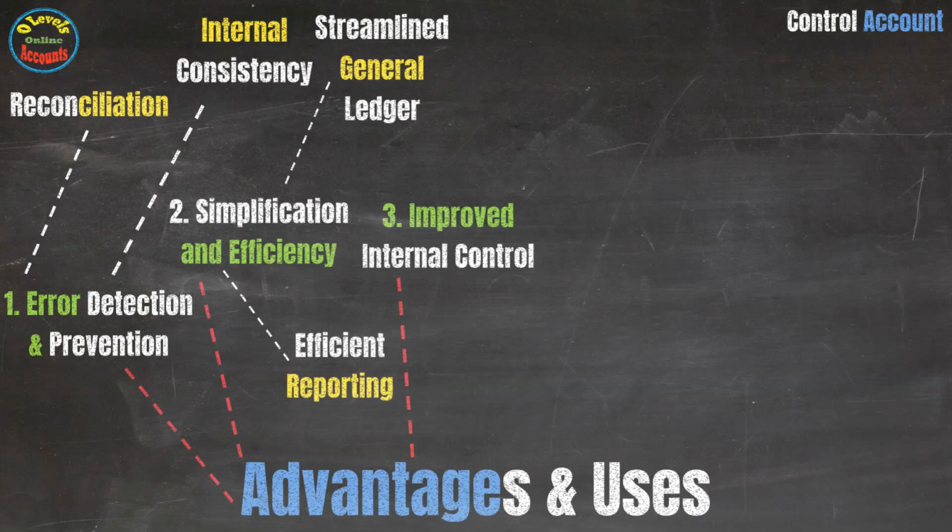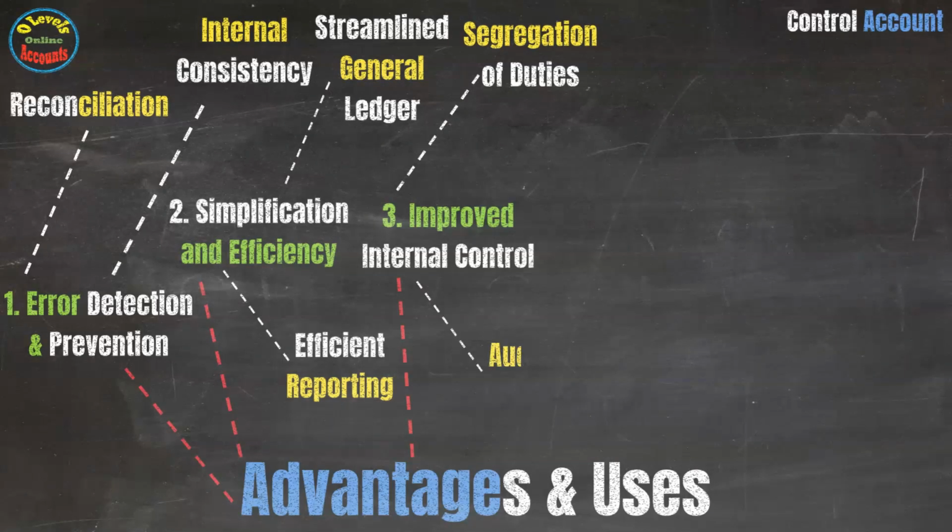These are as follows. The first sub-point is segregation of duties. Control accounts support internal controls by enabling the separation of duties between those responsible for detailed record keeping, like subsidiary ledgers, and those responsible for reviewing and reconciling control accounts. This segregation reduces the risk of fraud and enhances the reliability of financial records. The second sub-point is audit trail.